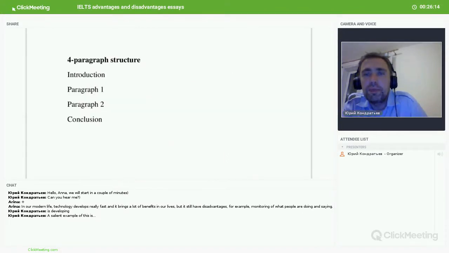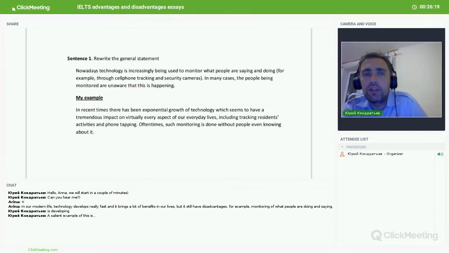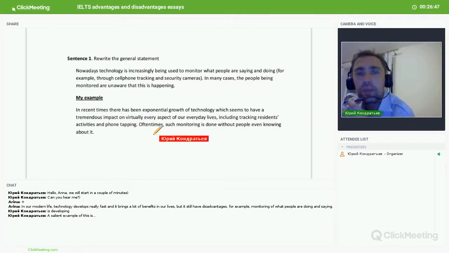This is the topic. And we have written the first sentence of the introduction, where we have to rewrite the general statement. And here's my example. You can see Arina's example in the chat. So here's my example. In recent times there has been exponential growth of technology, which seems to have a tremendous impact on virtually every aspect of everyday lives, including tracking residents' activities and phone tapping. Oftentimes, such monitoring is done without people even knowing about it.